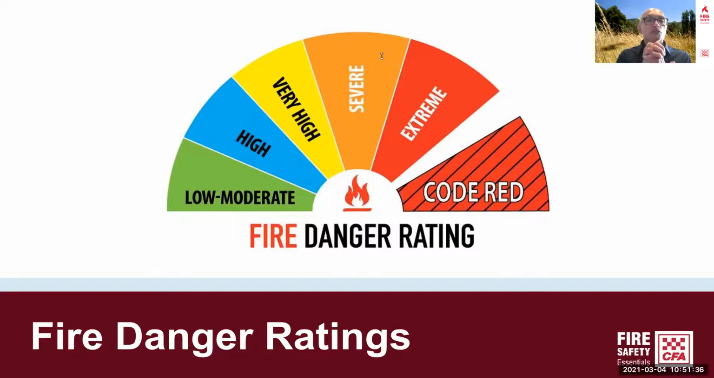Have a read of the questions. There's 3 questions in total. The first one is asking, what does the FDR mean? Is it response 1 or response 2? Is it an indicator of how likely a fire would start? Or is it an indicator of how bad a fire would be if it were to start? Have a think about that one.